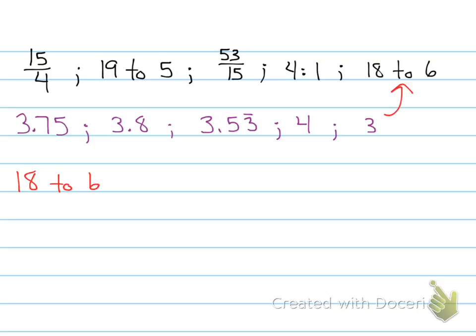18 to 6. But remember, 3 is the smallest, but you have to write it in the original format. So it would be 18 to 6. 3 is the smallest because that's 3.00. The other ones have values in their decimal places. All right, what's the next smallest? 53 over 15. Make sure you write it in the original form. What's the next smallest? 15 over 4. That would be, yes, 15 to 4. It's close. Then it would be 19 to 5. And then last but not least, 4 to 1.